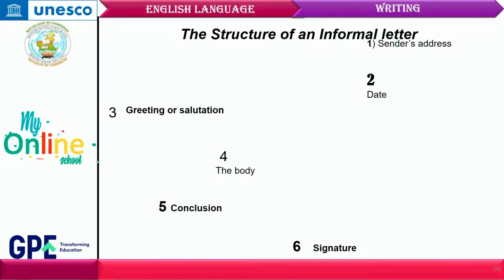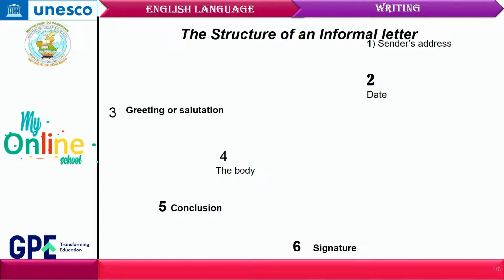You see that on the top right hand, we have the sender's address, number 1. Number 2, you have the date. Number 3, you have the greetings or the salutation. Number 4, you have the body. 5, the conclusion. And 6, the signature. This is the layout of an informal letter.